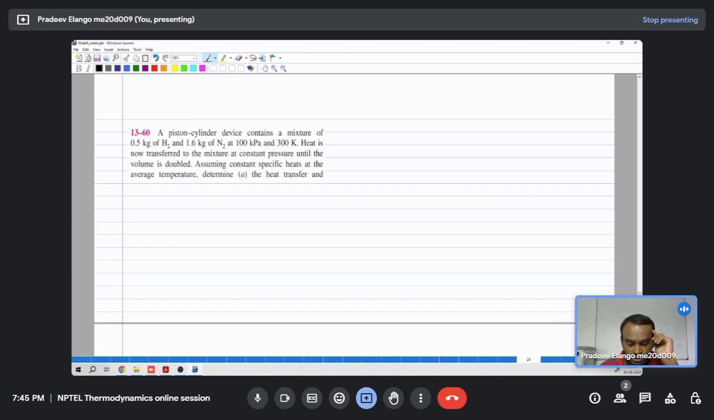A cylinder device contains a mixture of 0.5 kg hydrogen and 1.6 kg nitrogen at 100 kilopascal and 300 Kelvin. Heat is now transferred to the mixture at constant pressure until the volume is doubled. Assuming specific heat at average temperature, determine the heat transfer.